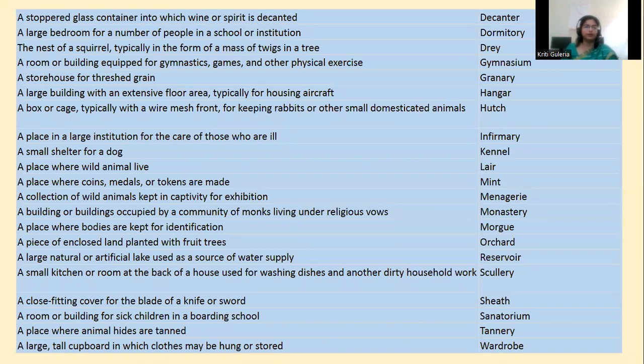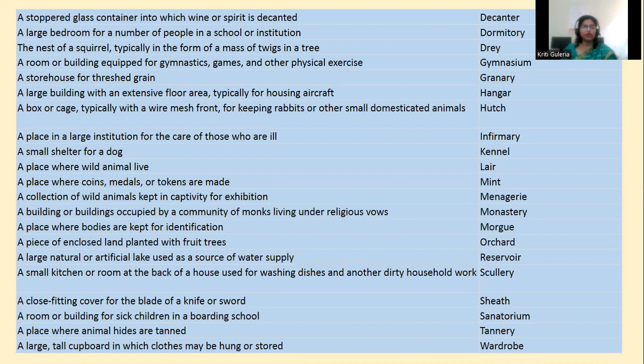Similarly, going ahead, a stoppered glass container into which wine or spirit is decanted is referred to as decanter. A large bedroom for a number of people in a school or institution is referred to as dormitory. The nest of a squirrel, typically in the form of a mass of twigs in a tree, is referred to as dray. A room or building equipped for gymnastics, games, and other physical exercise: gymnasium. A storehouse for threshed grain: granary. A large building with an extensive floor area, typically for housing aircraft, is referred to as hangar.